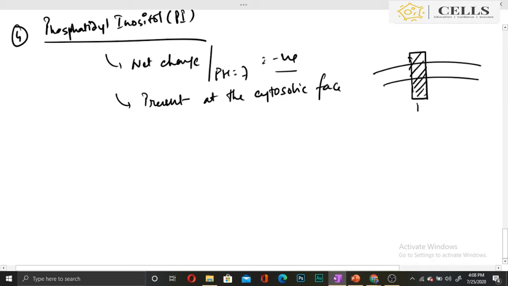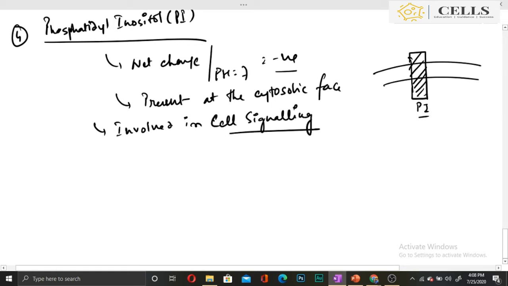This is PI. Now, what is another most important function of phosphatidyl inositol? They are involved in cell signaling.